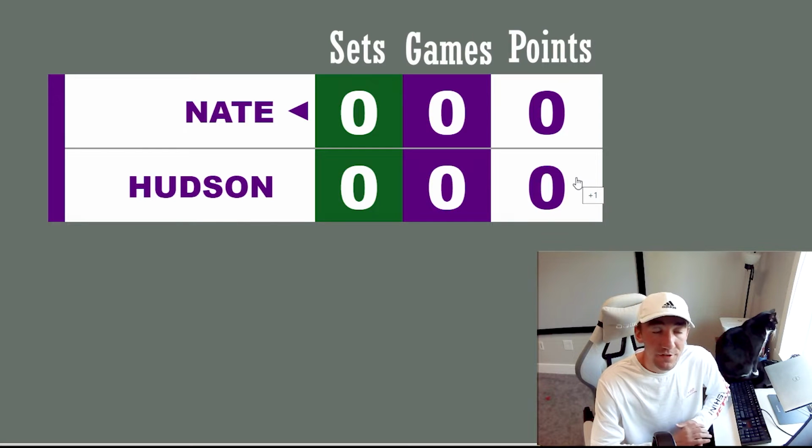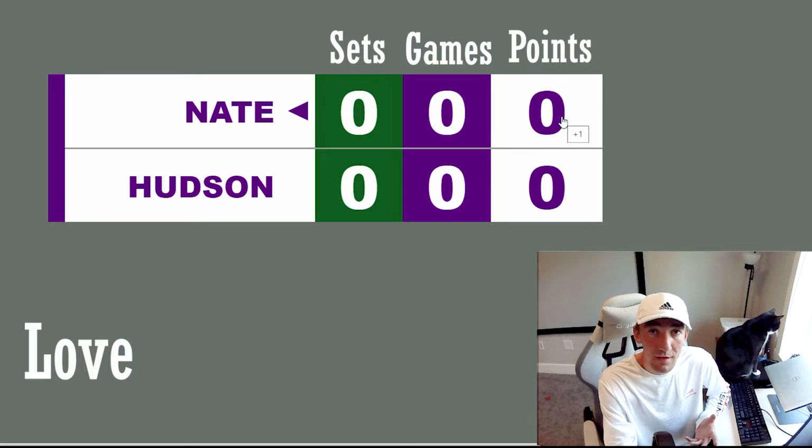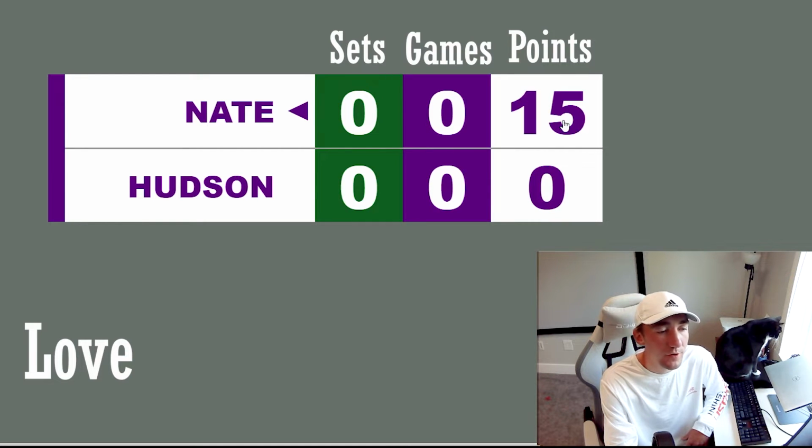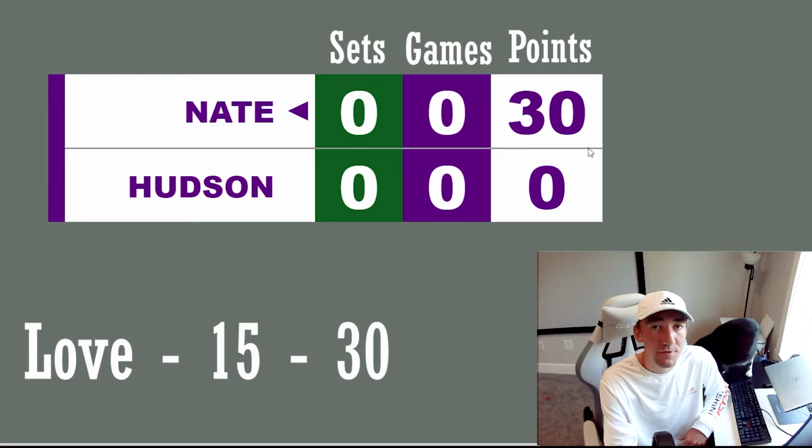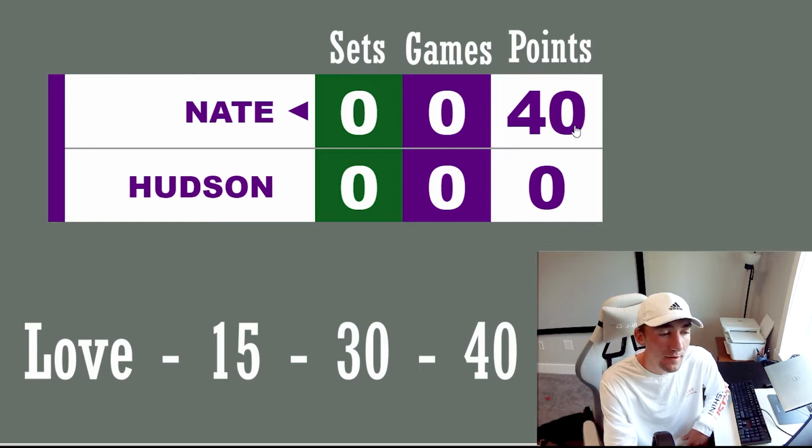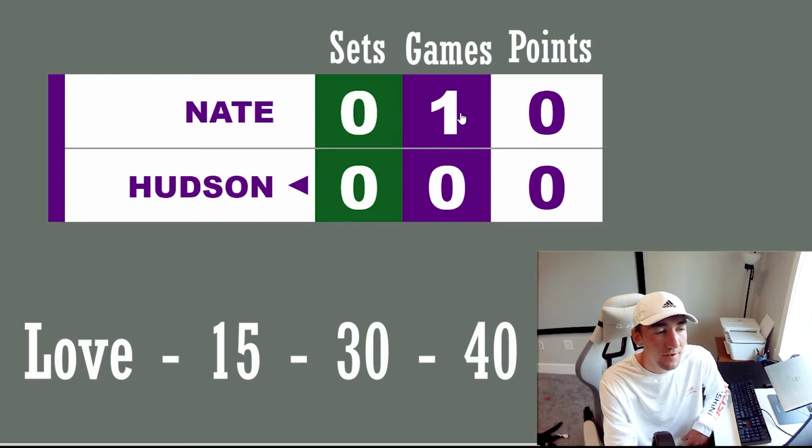Now, when you start your match, you start at 0-0. We also can call this love, love, or love all. If you score a point in tennis, your score goes to 15 love, or 15-0. After 15, you go to 30. If you're at 30 and you score a point, you go to 40. And if you're at 40 love and you score a point, that wins you a game.